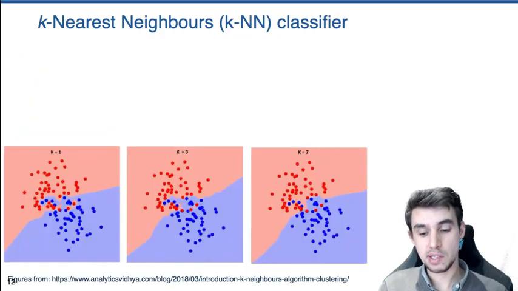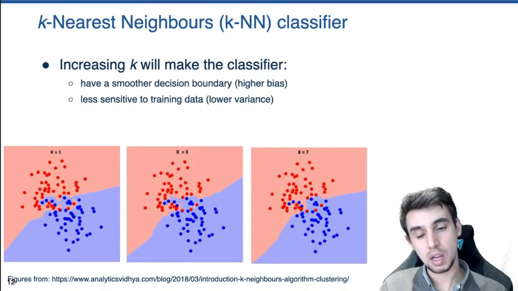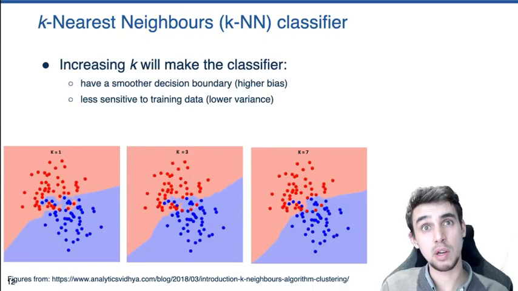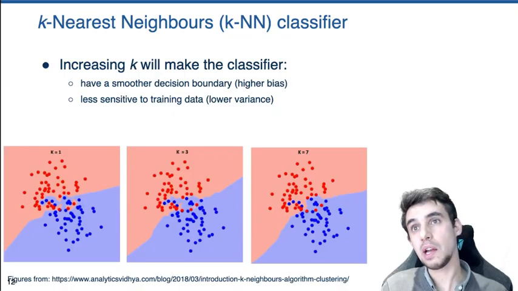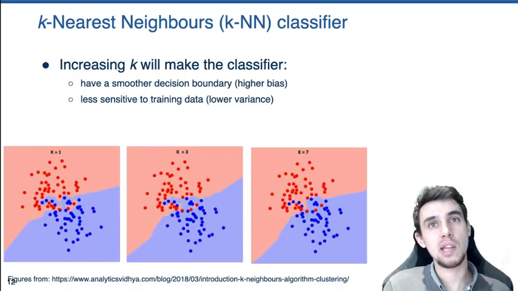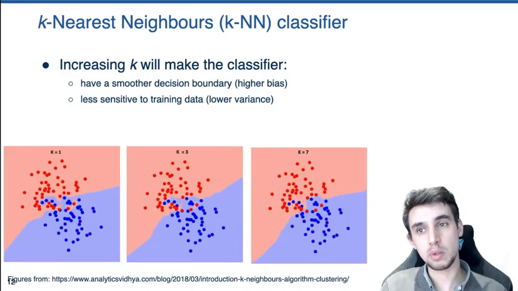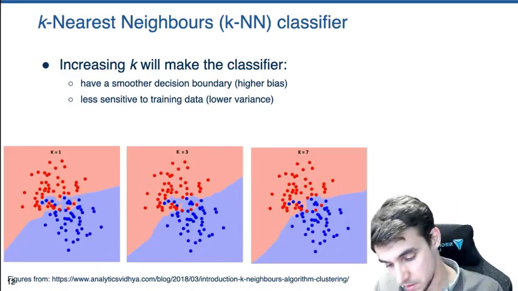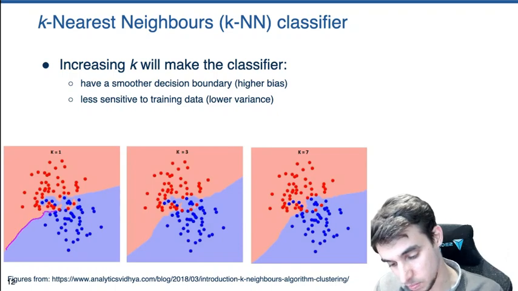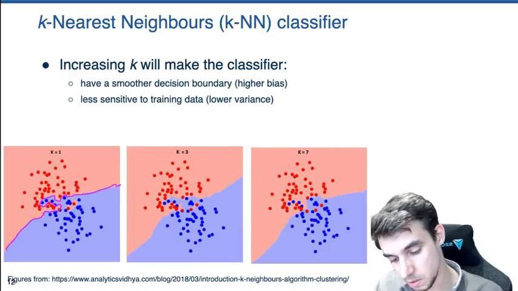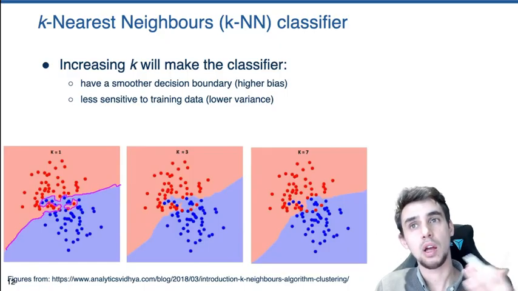But then the question is how we can actually select the value of the k parameters. The idea is that if you increase the k value, it will make the classifier have a smoother decision boundary. So for instance, here you can see that we have boundaries that change for every single sample that is a bit different. We even have a small island in the middle here.